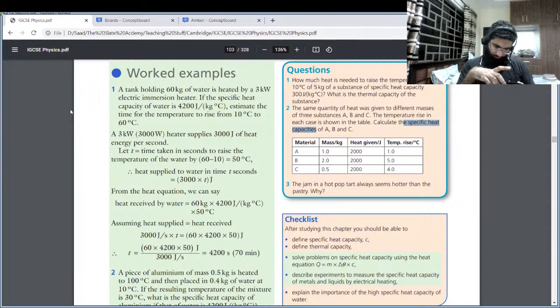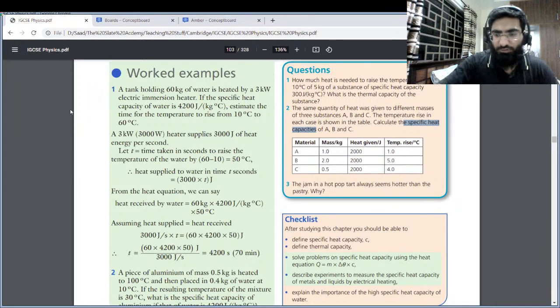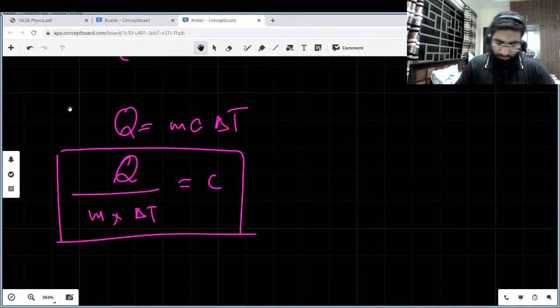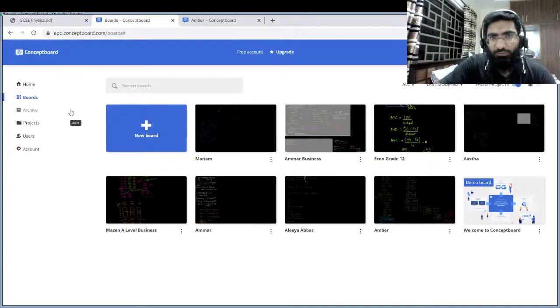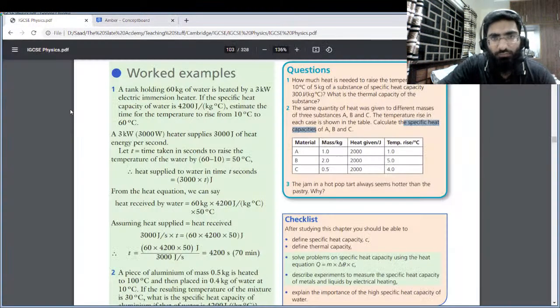Wait, I still don't understand what my answer is going to be. Let's see. For this question, I have to calculate C, and I'm given three different materials. Let's do it for material A first.